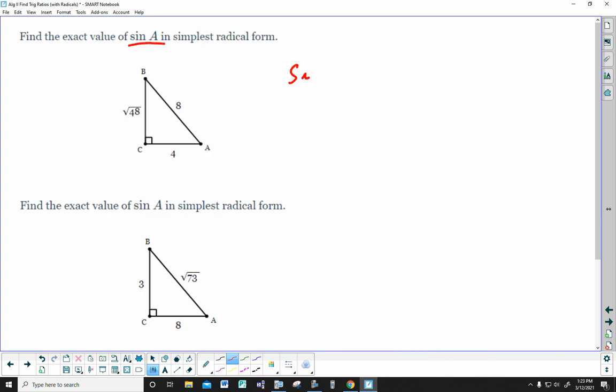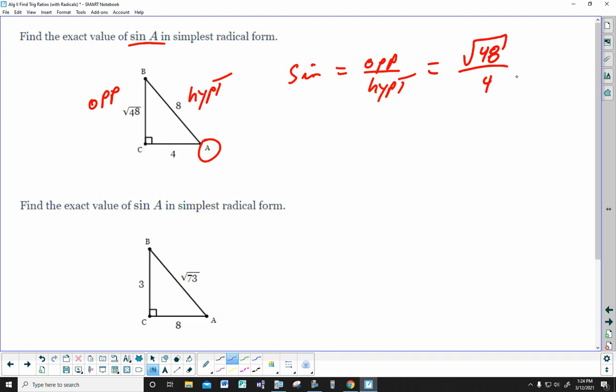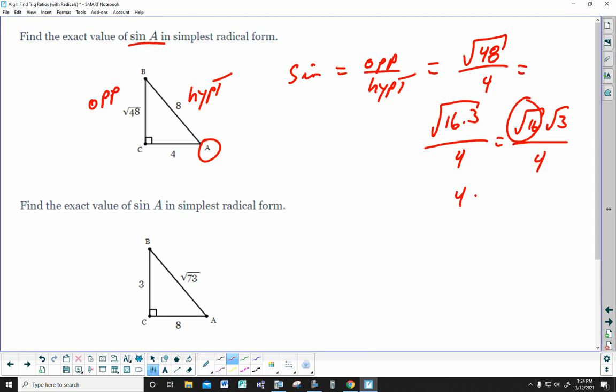Sine of A. Sine is your, whoops, I said that incorrectly. Sine is your opposite over hypotenuse. So you have to stand on A, because that's what they're asking. Opposite is over here. Hypotenuse is there. So the opposite over the hypotenuse is the square root of 48 over 4. 16 times 3 is 48. So that's the square root of 16, square root of 3 over 4. This much is 4 square roots of 3 over 4. So your answer is just the square root of 3.